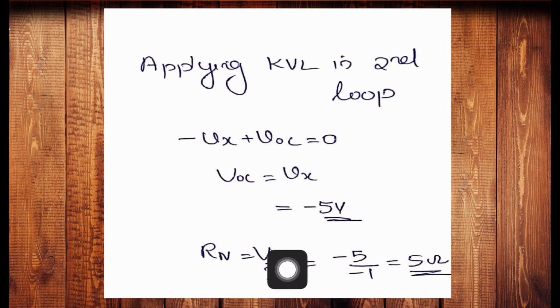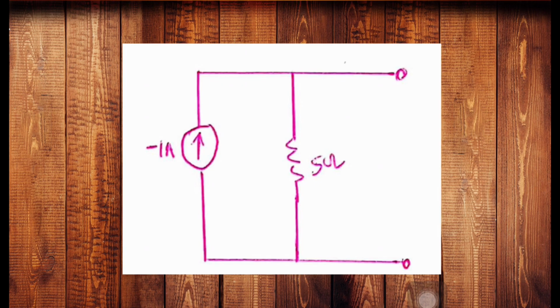Alright. Then the Norton equivalent resistance Rn is equal to VOC by IN. By substituting the values of VOC and IN, we get Rn is equal to 5 ohm. Thus we calculated the Norton equivalent current and Norton equivalent resistance. Let us now draw the Norton equivalent circuit. Here the Norton equivalent current minus 1 ampere is connected in parallel with the Norton equivalent resistance 5 ohm, and this is the Norton equivalent circuit of the electrical network given in the question.